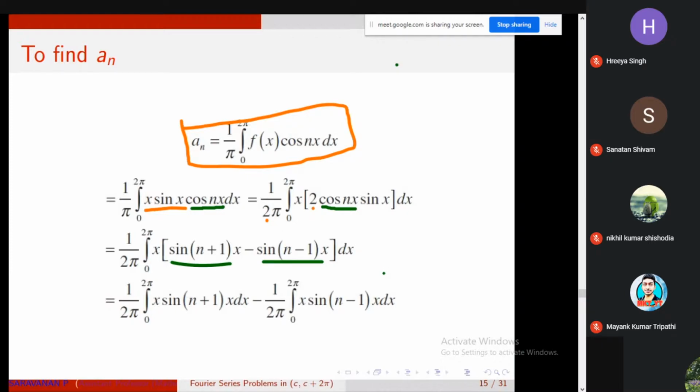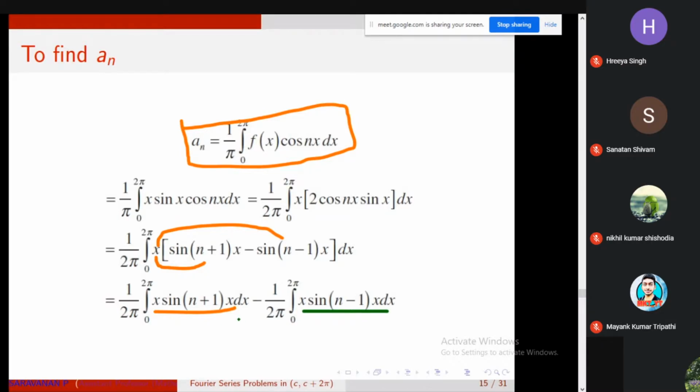Next step is you just multiply this x inside. So you'll get x into the sin n plus 1 x term minus x into sin n minus 1 x term, and then split the integral. You write this 1 by 2 pi, so I'll get these two integrals. One integral is x into sin n plus 1 x. Another integral is x into sin n minus 1 into x.